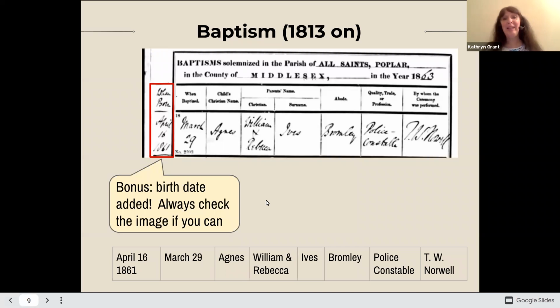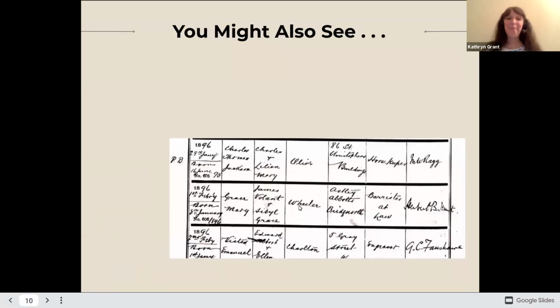So this actually is a good time to put in a plug for always checking the image if it's available, because the image may have information on it that hasn't been indexed. I did want to point out a couple of other things that you might see on christening records that initially were puzzling to me. I didn't know what they were.